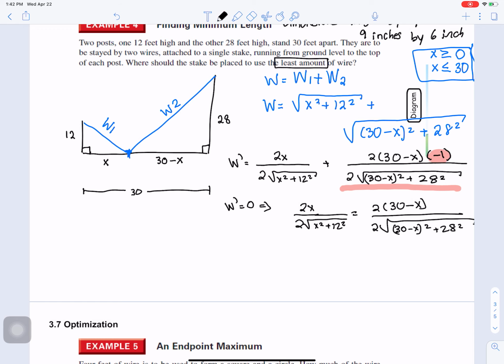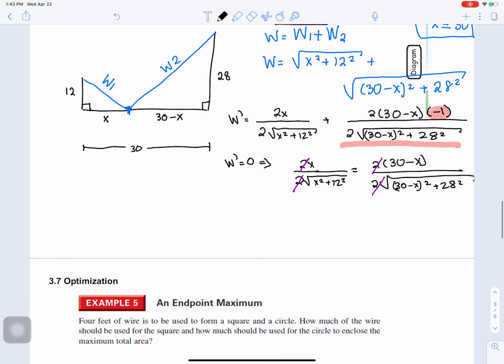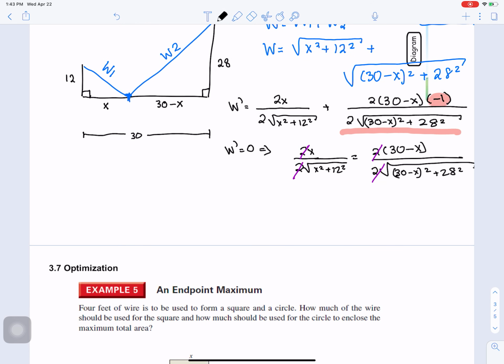Now you can notice that there's a 2 in the top and bottom here and here. So I'm going to cancel them out so I don't have extra terms to deal with. And I'm going to kind of multiply both sides by each of the denominators. So I'm going to get x times, or actually before I even do that, I can square both sides. So I'm going to square the left-hand side, which will give me x squared over x squared plus 12 squared. And I'm going to square the right-hand side, which is 30 minus x squared, divided by my denominator, which is 30 minus x squared plus 28 squared.